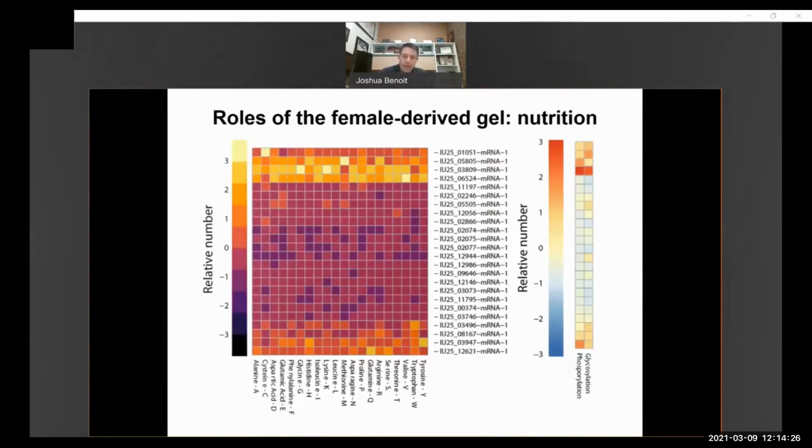So the main thing that we thought is, all right, it's nutrition. So we wanted to see whether it would provide all the amino acids for early development, and whether it would have glycosylation and phosphorylation to provide those nutrients as well. And yes, indeed it does. It provides a complete set of amino acids, even the essential ones, and it is glycosylated and phosphorylated. So it likely provides phosphate and sugars and a complete amino acid profile necessary for the developing larva.